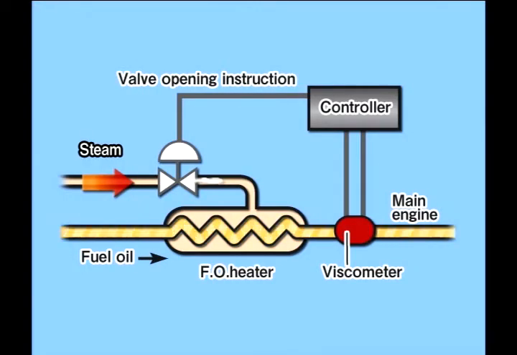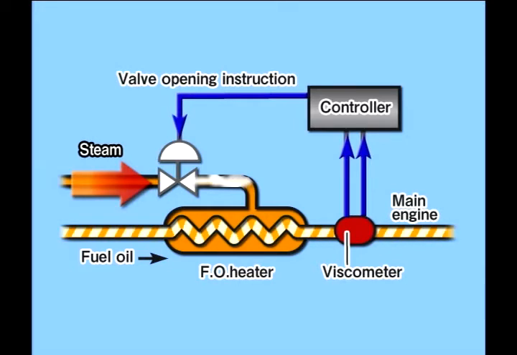The fuel oil heater is used to lower the viscosity of fuel oil supplied to the main engine from the fuel oil service tank. The viscometer is set near the fuel oil heater. It measures fuel oil viscosity and widens the steam system motor valve opening if viscosity is higher than a preset value. Conversely, it narrows the steam system motor valve opening if viscosity is lower than the set value.